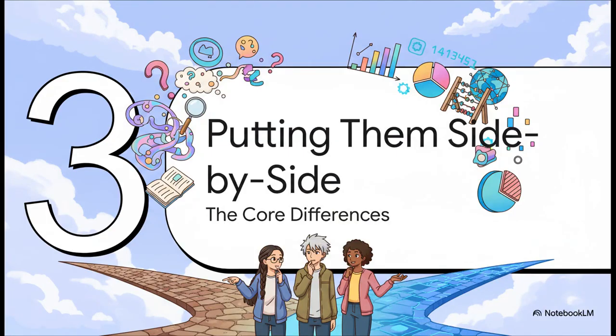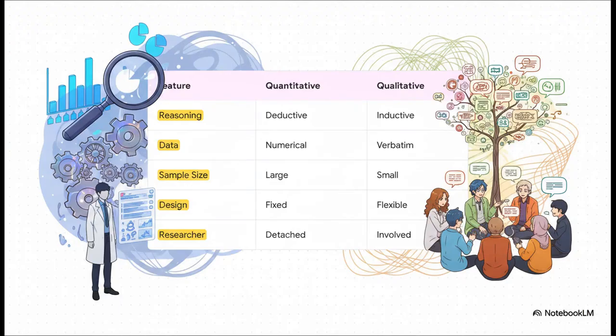Okay, we've walked down the straight path, and we've wandered along the circular one. Now let's stand right at the crossroads and put them side by side. This is where it all becomes crystal clear. Just take a look at this. Quantitative uses that top-down deductive logic to test a theory using numbers, usually from a really big group of people, with a fixed plan, where the researcher tries to stay objective.